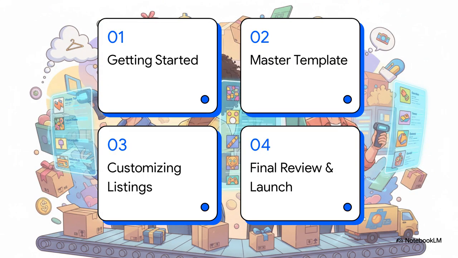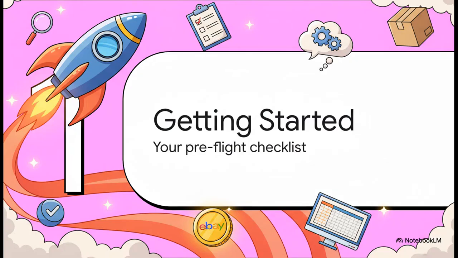Okay, so here's how we're going to break this down. It's super straightforward, just 4 main steps. First up, getting started. Then we'll create your master template. After that, we'll customize the individual listings. And finally, the final review and launch. Simple as that. All right, first up, getting started.